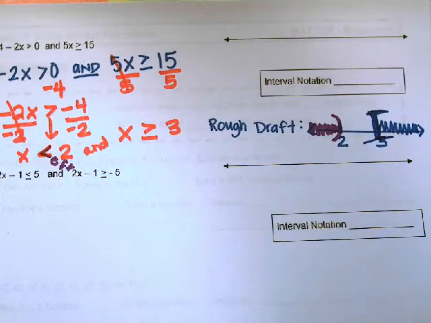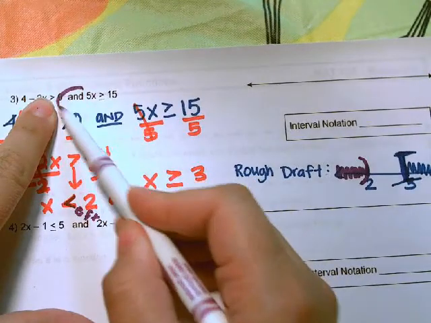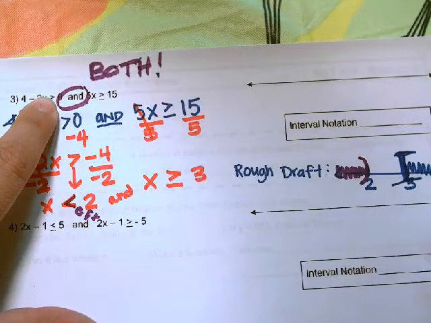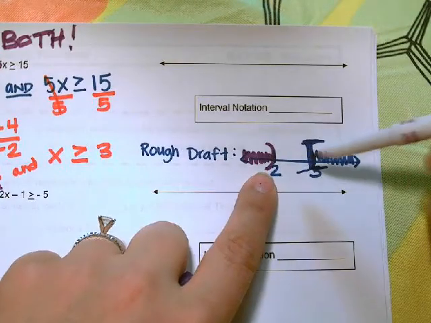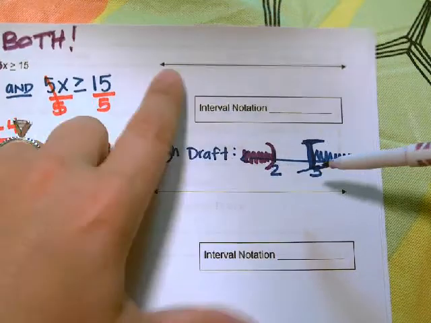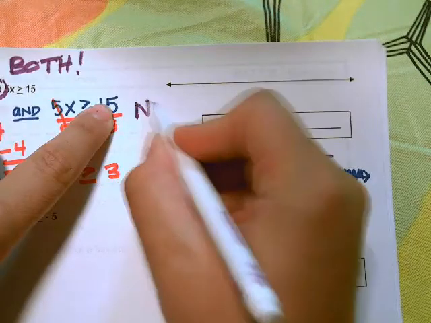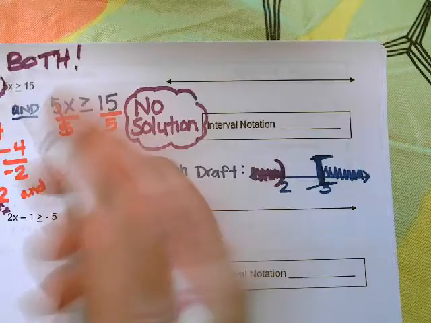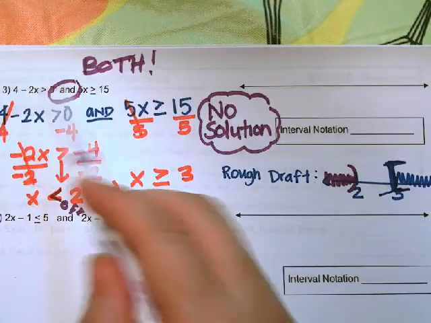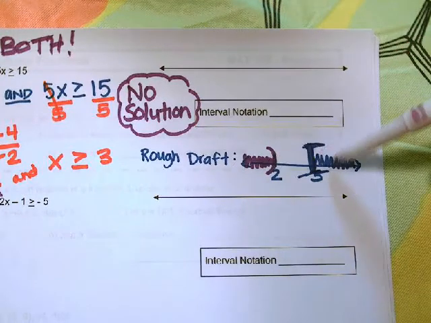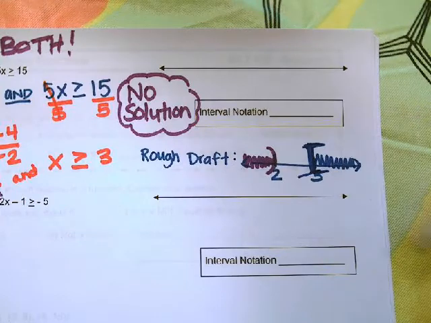Okay, so now that we have both of them graphed, we look in between the inequalities and it had the word and. That means we want the solutions that work for both. So if we look at our rough draft, there is no shading that intersects. So our solution is going to be no solution. There are no numbers that, if you plug them in, will work for both of these problems. All of these numbers work only for this inequality and all of these numbers work only for the other inequality. They don't share any x values.